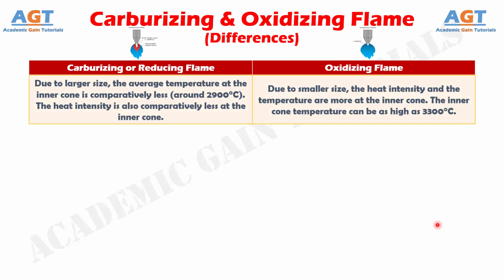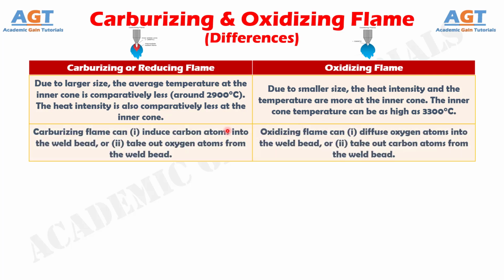Number 5. In a carburizing flame, due to larger size, the average temperature at the inner cone is comparatively less, which is around 2900 degrees Celsius. The heat intensity is also comparatively less at the inner cone, whereas, in an oxidizing flame, due to smaller size, the heat intensity and the temperature are more at the inner cone. The inner cone temperature can be as high as 3300 degrees Celsius.